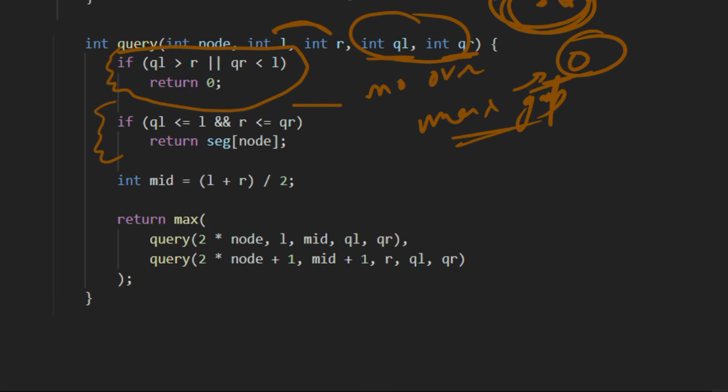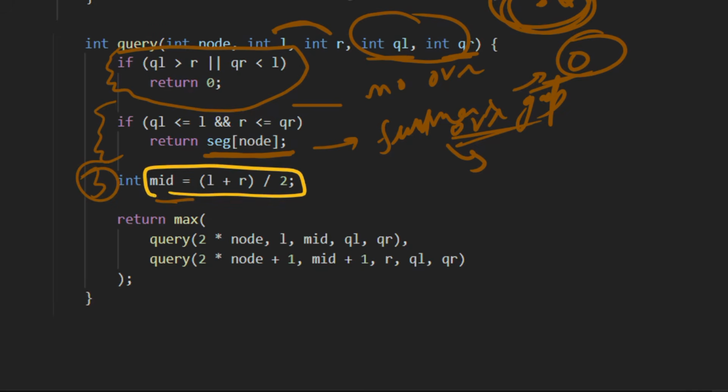The second case is full overlap. That is, the whole node is inside the query range. Then we return the maximum gap stored at that node. Then the third case, partial overlap. That is, the node range is partially overlapping with the query range, or the query range is partially overlapping with the node range. Then we query both of its children, left child and right child, right?